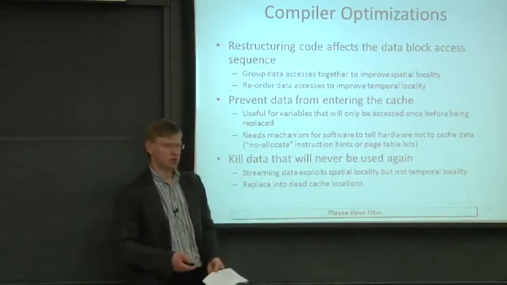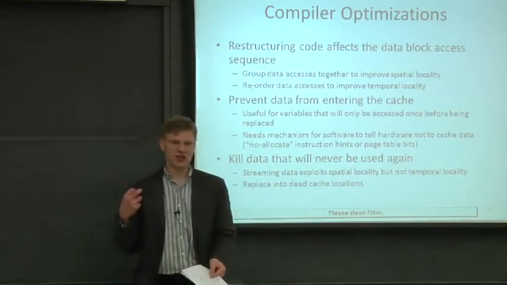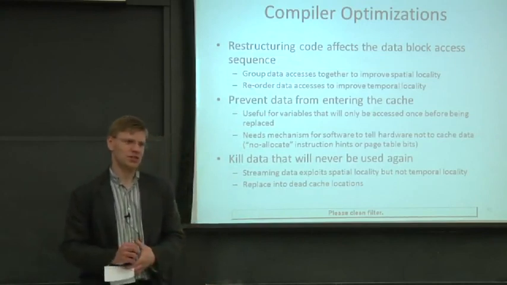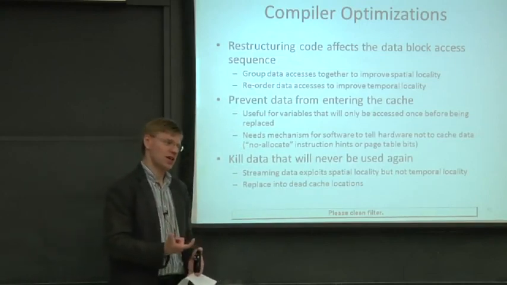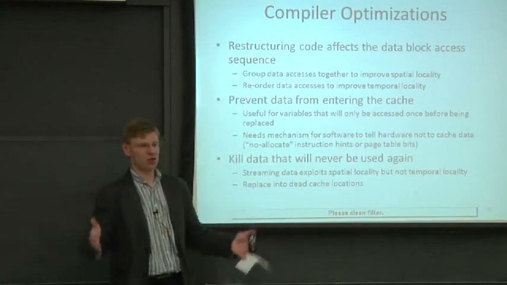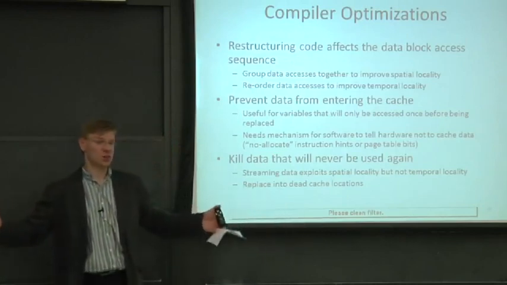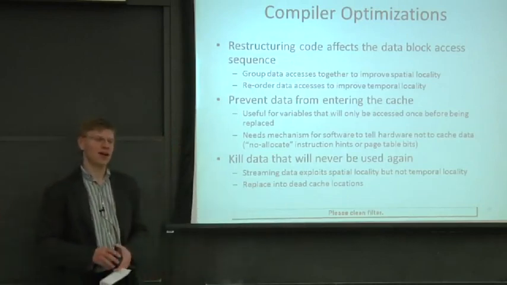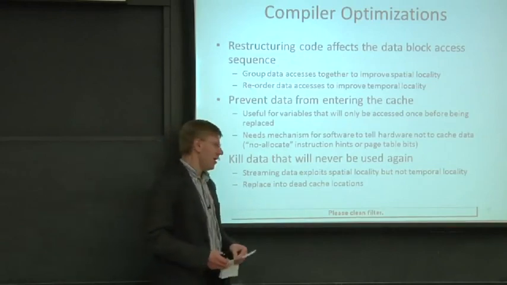And inval instructions will lots of times take a cache line number instead of an address. Sometimes they'll take an address, and it'll invalidate the entire cache line. Unfortunately, you need to take the entire cache line or cache block and throw it out.